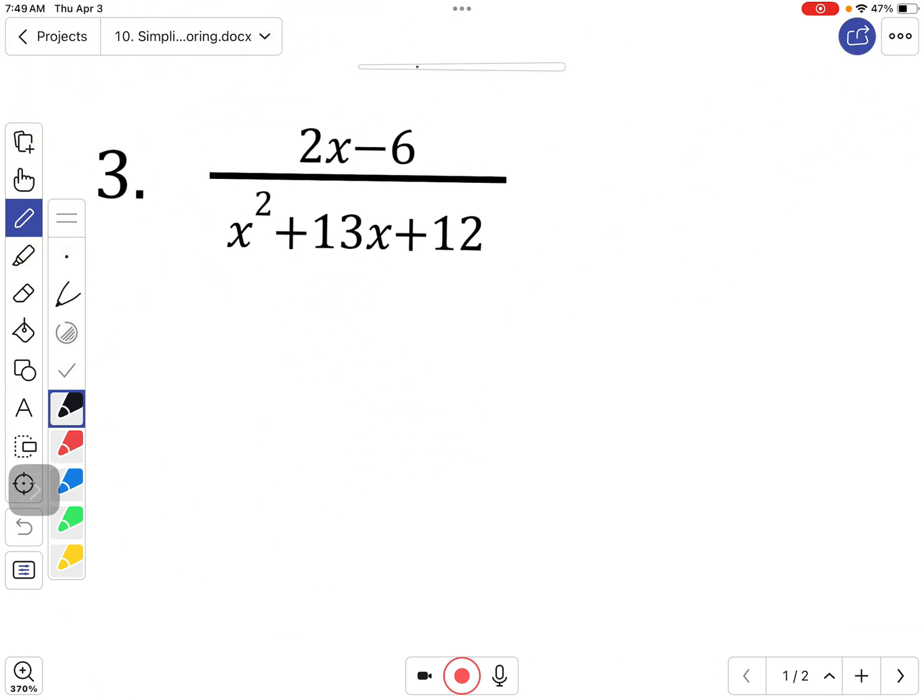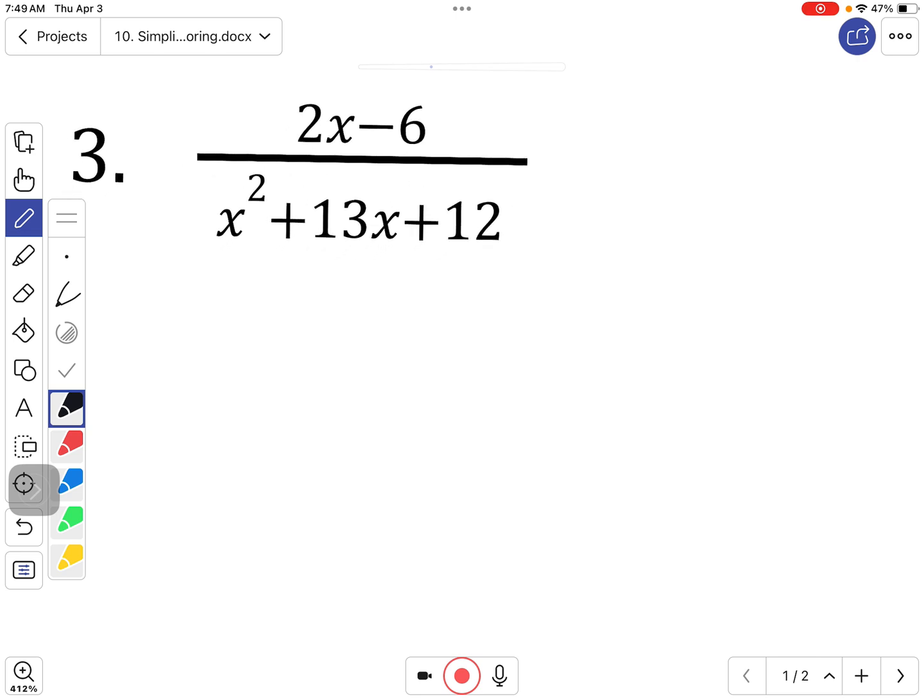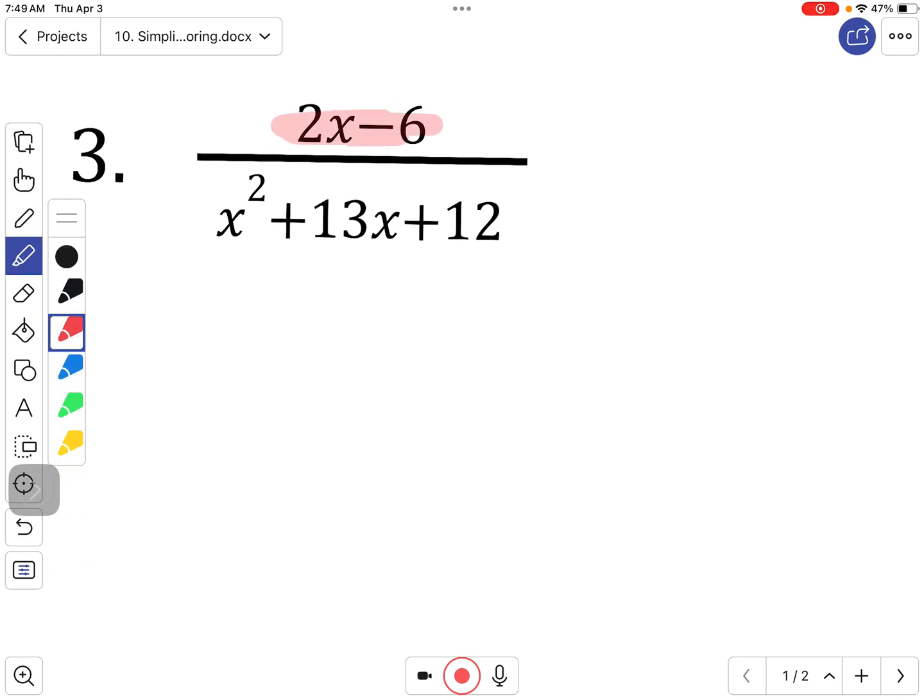Let's try number 3. Okay, so another thing that you have to look out for is if you can take a greatest common factor out of anything. So when I'm looking at this top one right here, I have 2x minus 6. Okay, because 2 and 6 are both even numbers, I can take a 2 out of both of those. So I'm going to divide both by a 2.